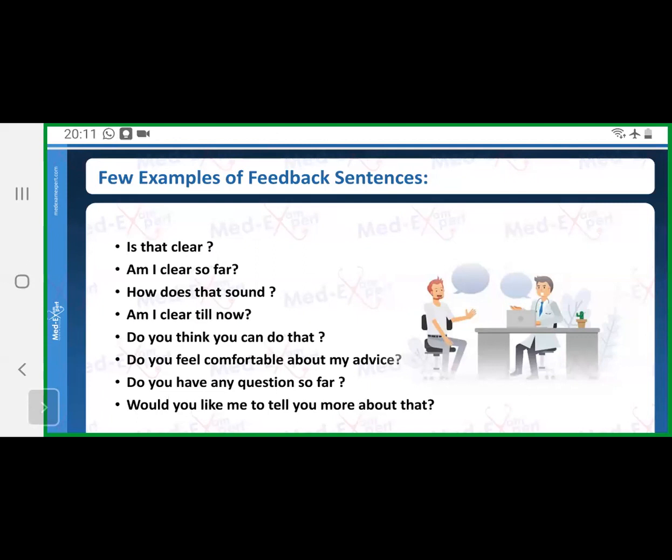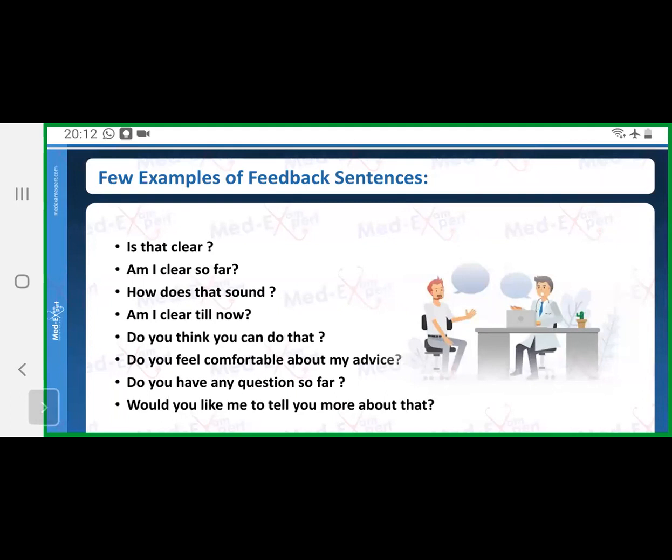Okay. So what is the purpose of these sentences? It will keep the conversation open-ended. It will be a bilateral flow of information, and two of you will be speaking rather than only you. In all the speaking mocks I conduct, there are a few students I have come across who have very good accent and fluency, but they don't take feedback. So the purpose of today's session was also to tell you all that feedback is very important. Then you can also ask, would you like me to tell you more about that?